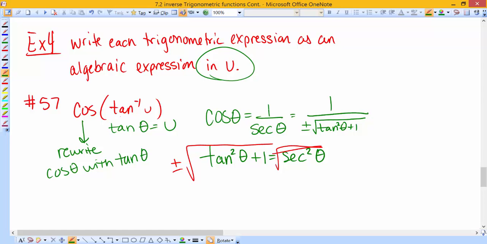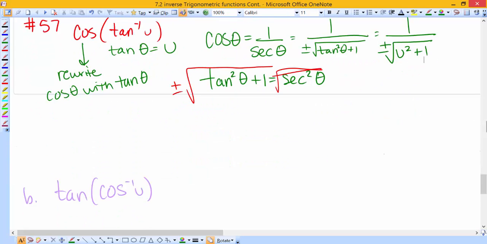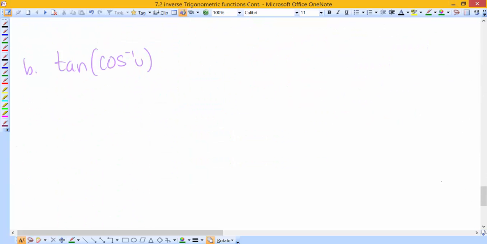Now, this is what I was looking for. I wanted an expression that had only tangent. So cosine was 1 over secant, and then secant I was able to rewrite using a Pythagorean identity. Now, everywhere I see tangent, I can put a u. So 1 over plus or minus the square root of u squared plus 1. Now I'm done. I've rewritten this using u. There's no more sine, cosine, or tangent. It is strictly algebraic. You do not need to worry about rationalizing your denominator right now. You can leave your answer as is. All right, let's move on to the next one.